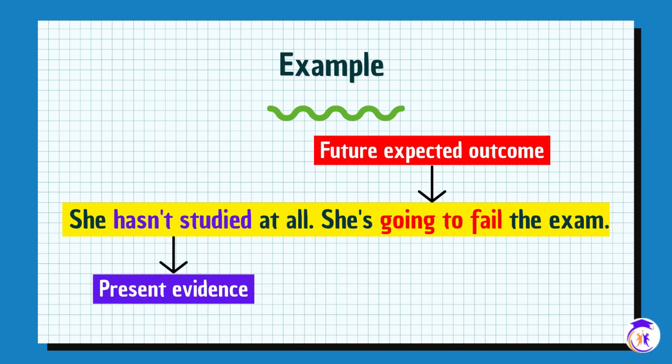She hasn't studied at all. She's going to fail the exam. In this example, the speaker makes a future prediction, going to fail, based on present moment evidence that she hasn't studied at all.